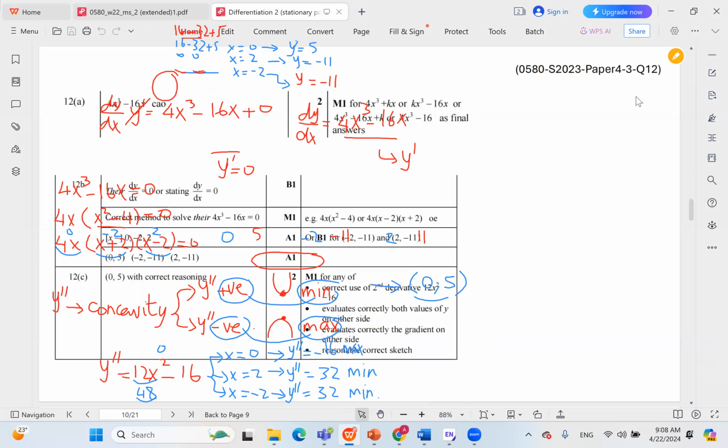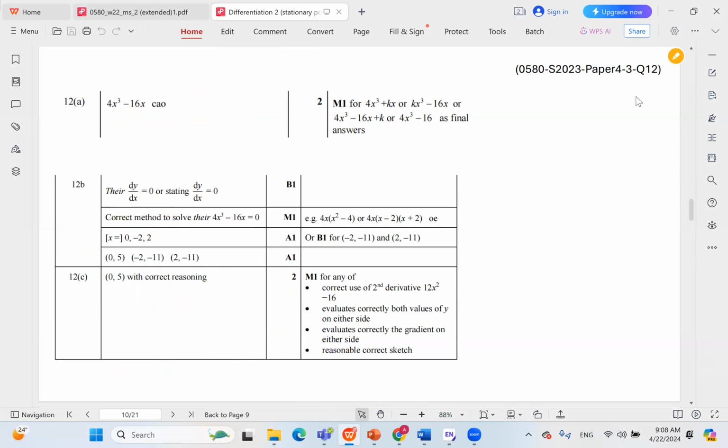Now let's check the marking scheme. So for A, we got the same expression for x power 3 minus 16x. For B, we got these 3 points correctly, and we correctly chose 0, 5 as the maximum point.